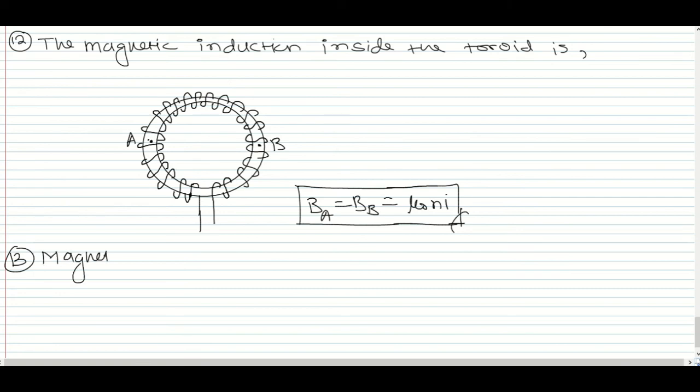Magnetic induction outside the toroid is always zero.